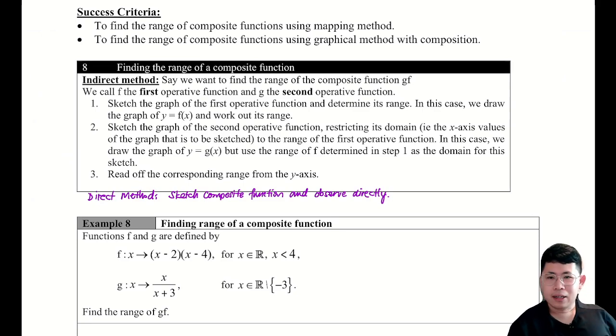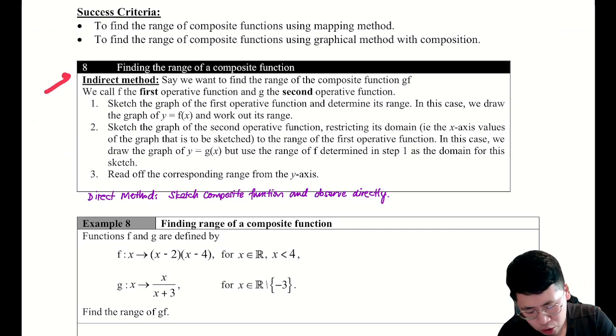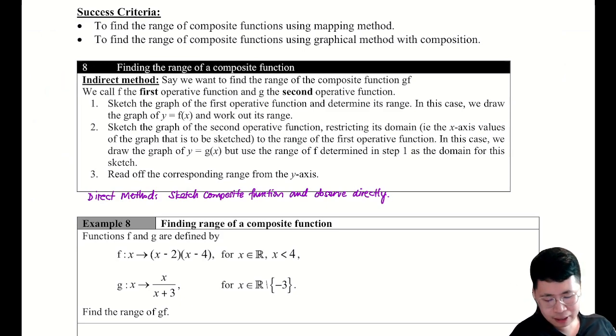Okay, hi everyone. So welcome to our H2 Math supplementary worksheet for Chapter 9 functions. And in this video, we are going to run through concept number 8, in which we are going to find the range of composite functions.